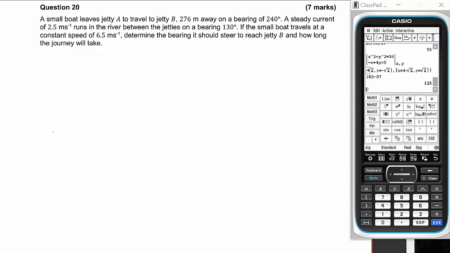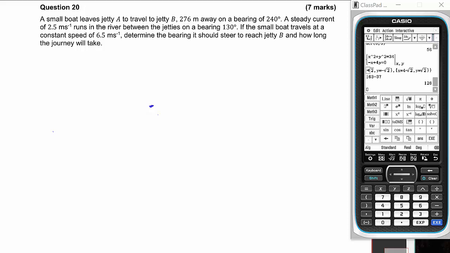A small boat leaves jetty A to travel to jetty B 276 meters away on a bearing of 240. A steady current of 2.5 meters per second runs in the river between the jetties on a bearing of 130. If the small boat travels at a constant speed of 6.5 meters per second, determine the bearing it should steer to reach jetty B and how long will the journey take.